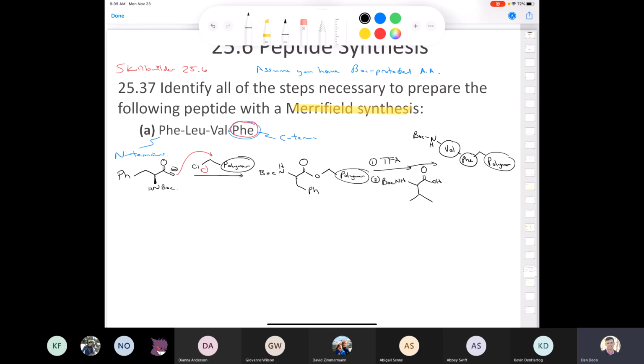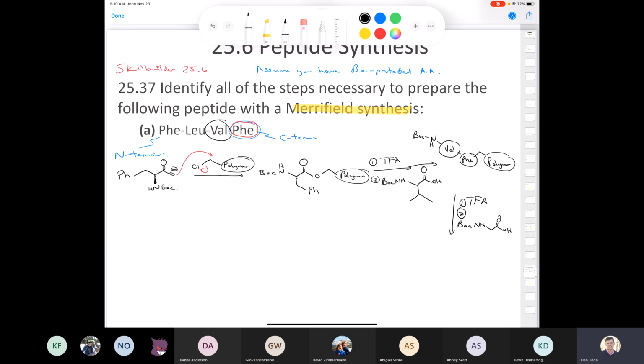Okay, so from here on out, why don't we just use kind of shorthand? It just makes things a lot easier. So that we've already got the valine on, the next thing we need is the leucine. Remember, leucine has an isobutyl group. So first step is we're going to treat that with TFA. And the second step is we'll treat that with the Boc-protected leucine. So Boc, NH, carboxyl.